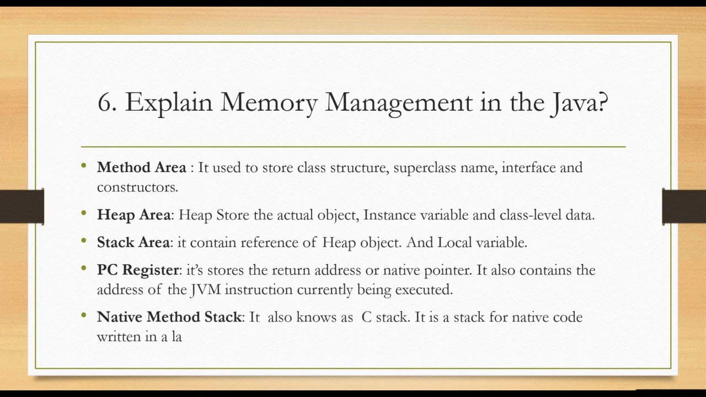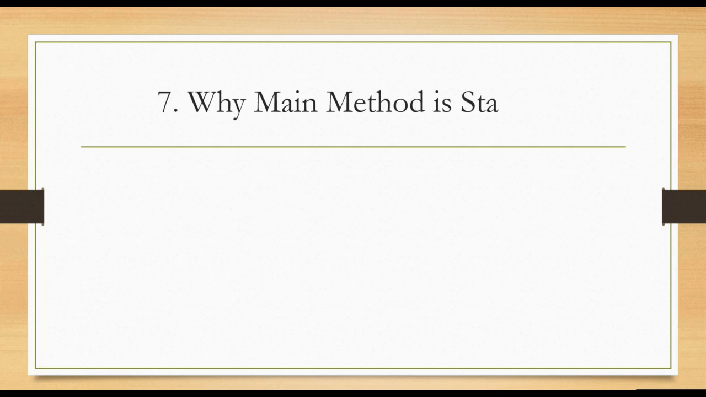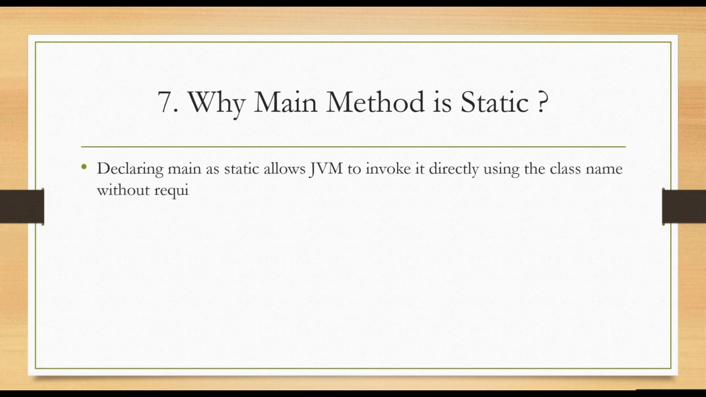The next question is: why is the main method static in Java? This is a very important question. Sometimes the interviewer will ask why the main method is static. Declaring main as static allows the JVM to invoke it directly using the class name without requiring an object of the class. If we do not declare the main method as static, we have to create an object of that class and use that object to call the method.